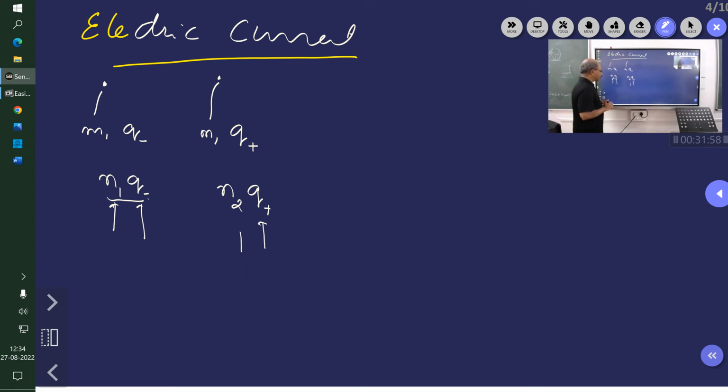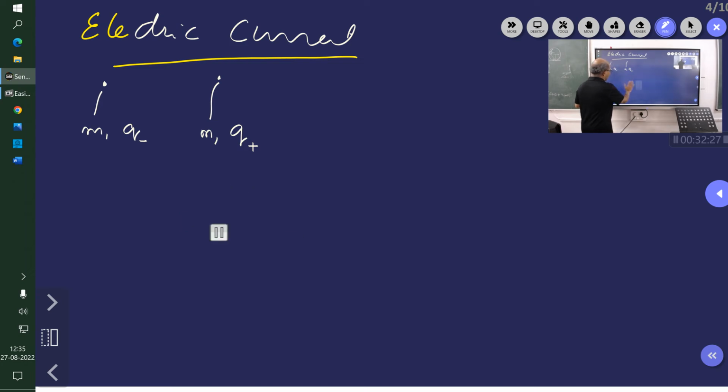Now, it is also possible that Q minus has a magnitude of 10 coulombs, and Q plus also has a magnitude of 10 coulombs. So, the magnitudes of Q minus and Q plus can be the same, and N1 and N2 can also be the same. It is quite possible. Keep these things in mind. All these combinations are possible. So now these are the particle charges that I have just defined.